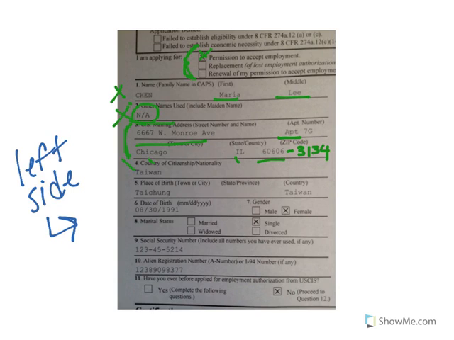Next, include your country of citizenship, place of birth, date of birth, gender, and marital status. If you have a Social Security number, write it on line 9. If you do not have a Social Security number, simply write NA.